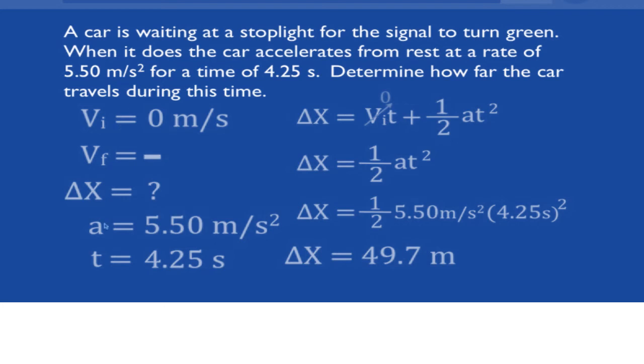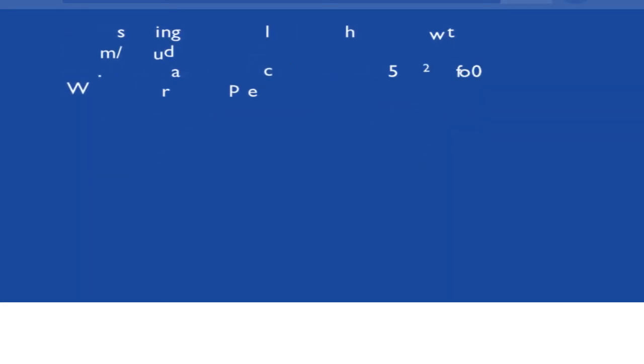Okay, all we did was we wrote down all 5 variables, put them down into knowns and unknowns, figured out which equation we are going to use, plugged in the values and got the answer with the correct units.